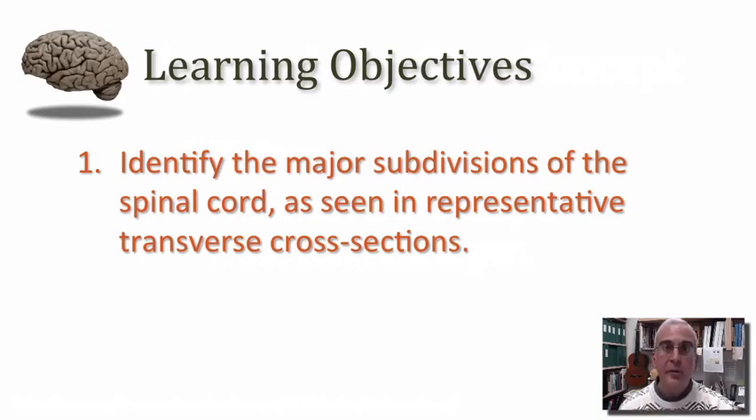So this requires enough familiarity to the internal anatomy of the spinal cord that we can view in cross-sections so that you can understand what level of the spinal cord is in view and what are the important gray matter and white matter structures that we can find there.